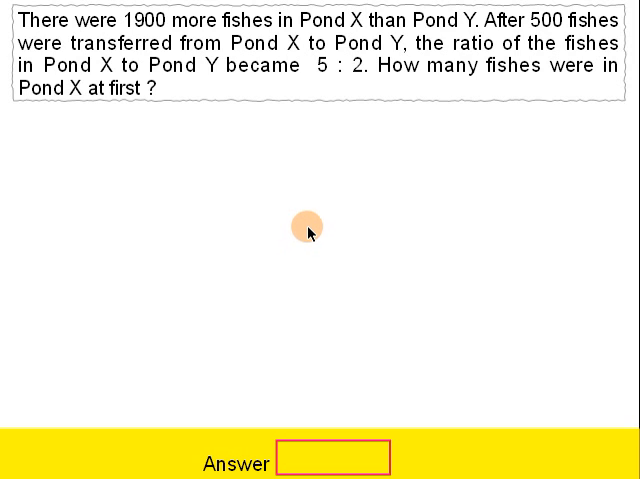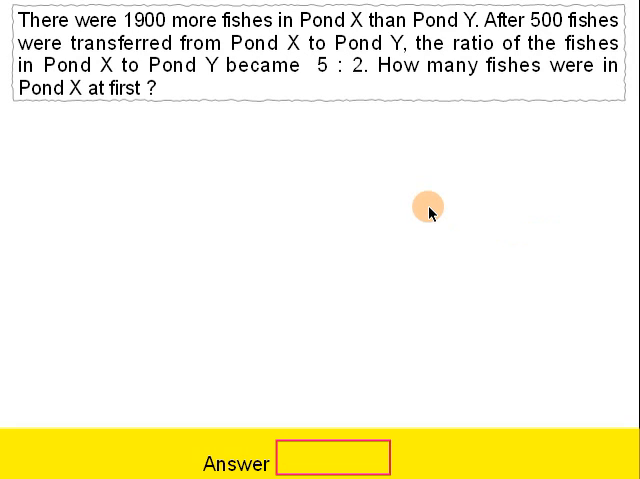Now this question says that there were 1,900 more fishes in pond X than pond Y. After 500 fishes were transferred from pond X to pond Y, the ratio of the fishes in pond X to pond Y became 5:2. So how many fishes were there in pond X at first?